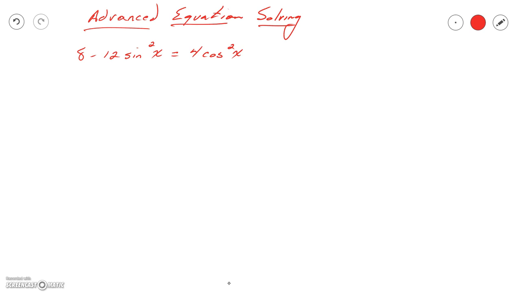Okay, so I'm assuming if you're watching this video that you have the basics down for equation solving, and now we're doing some more advanced stuff. What makes this equation particularly challenging is that I've got a sine squared on one side and a cosine squared on the other side, so I have two different trig functions being used here. There's a way that we can get around that.